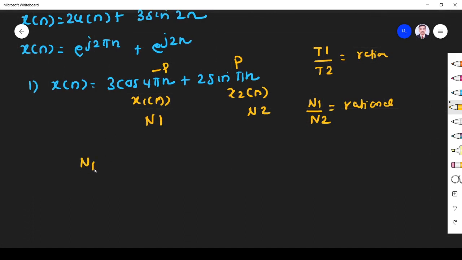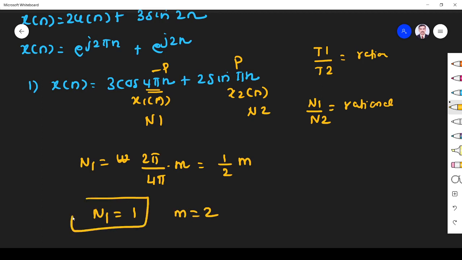Let us see. So what is n1, the period of this signal? We know that the period is given by 2 pi by omega naught. Omega naught is here 4 pi. So 2 pi by 4 pi into m, that is 1 by 2 m. When you substitute m is equal to 2, n1 will become 1. So it is an integer. N is an integer, m is an integer, so it is periodic with the fundamental period 1.